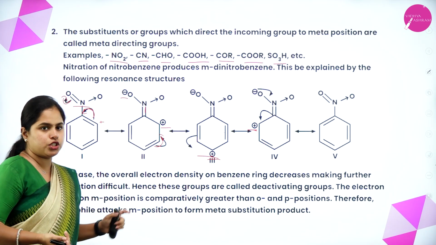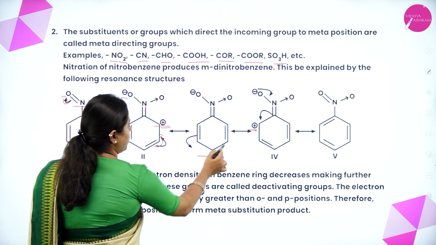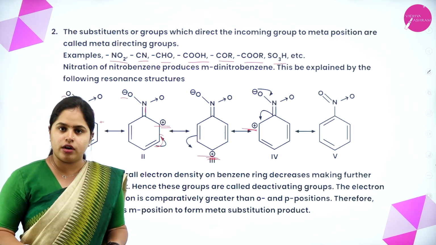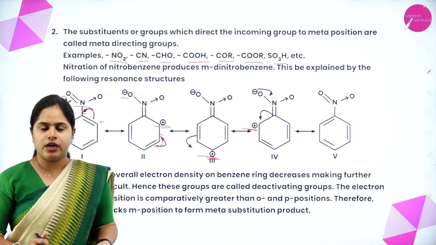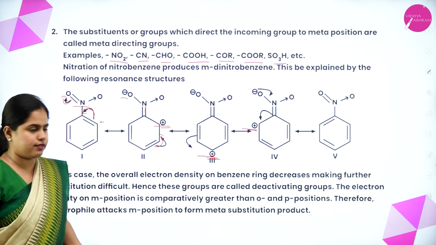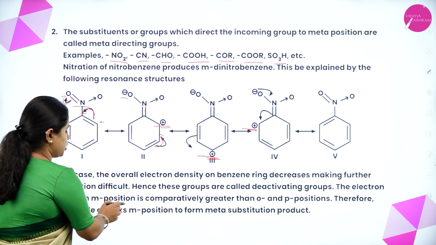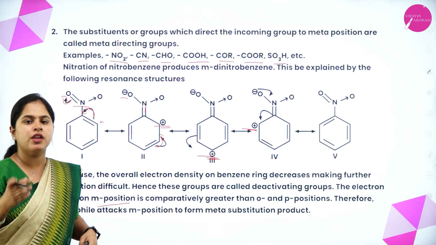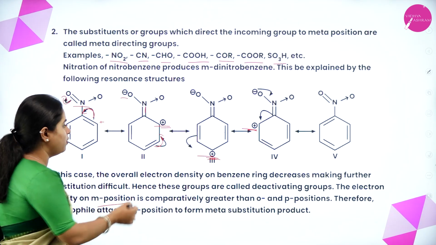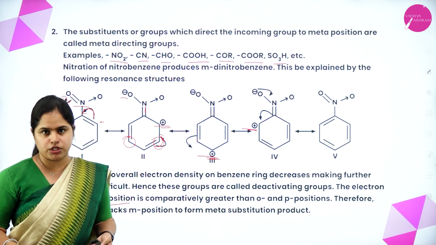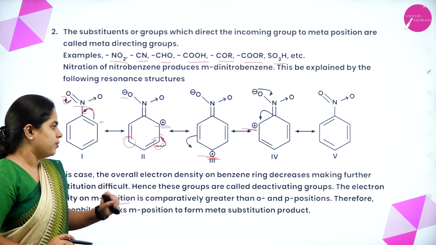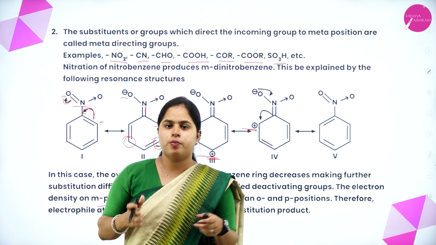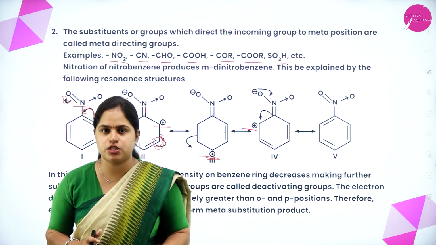So in the ortho and para positions, as you can see in this ortho position, this para position, and this ortho position, it will become difficult to substitute another group because the electron density is overall less there. Right. Okay. Hence, these groups are called deactivating groups, and the electron density on the meta position will be comparatively greater. As there are positive charges in the ortho and para positions, the electron density will be less there, but comparatively, who will have more electron density? That will be the meta positions. So it will get substituted there. Yes. And therefore, the electrophile attacks the meta position to form the meta substitution product. Okay. So I hope the directive influence is clear for you and the examples are also clear for you.